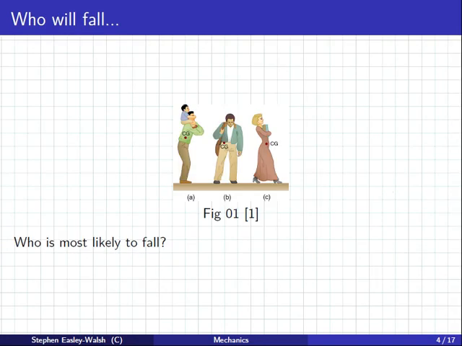Likely to fall? So A, B, C, what do you think? A, because it has the highest center. Yeah, the center of gravity is the highest. So when the center of gravity is high, it makes falling more likely.